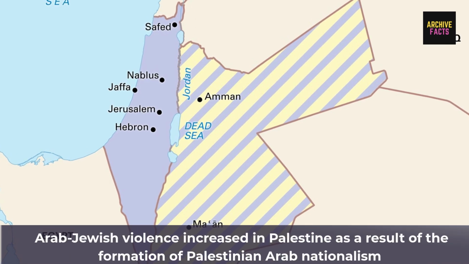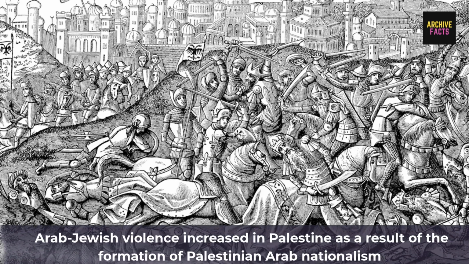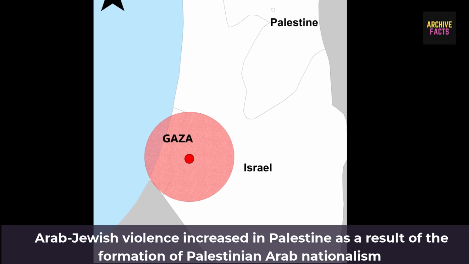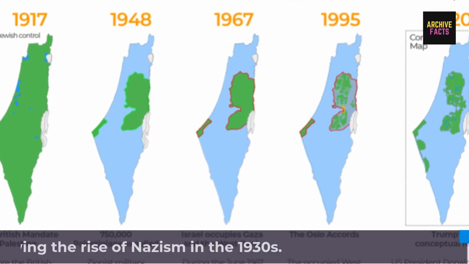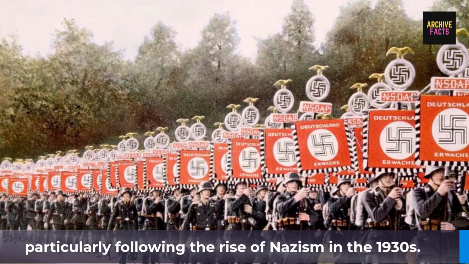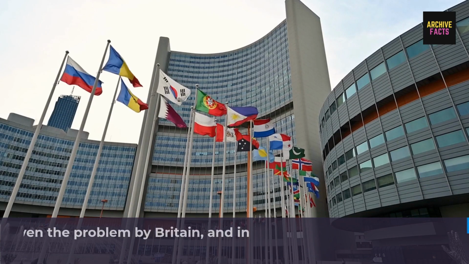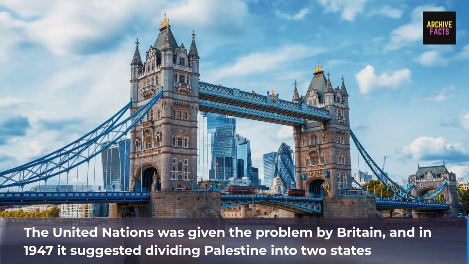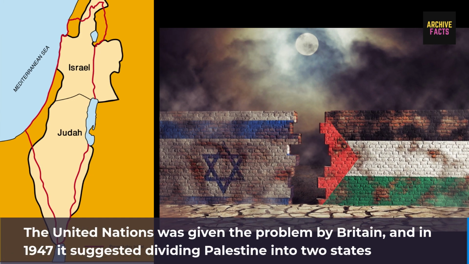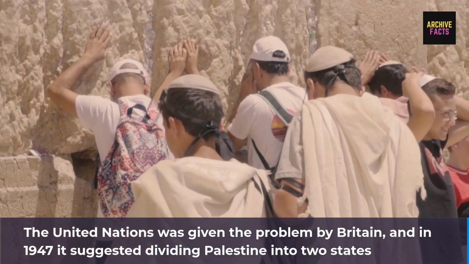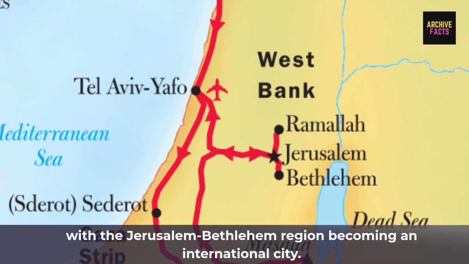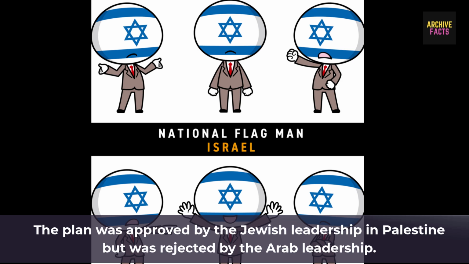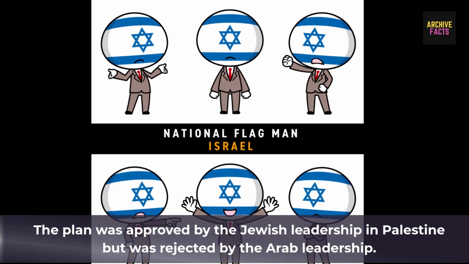2. UN Partition Plan for Palestine. Arab-Jewish violence increased in Palestine as a result of the formation of Palestinian Arab nationalism and the rapid growth of Palestine's small Jewish community, particularly following the rise of Nazism in the 1930s. The United Nations was given the problem by Britain, and in 1947 it suggested dividing Palestine into two states, one Jewish and one Arab, with the Jerusalem-Bethlehem region becoming an international city. The plan was approved by the Jewish leadership in Palestine but was rejected by the Arab leadership.